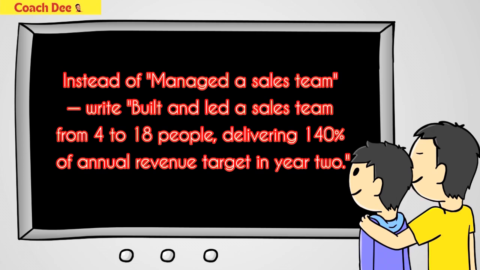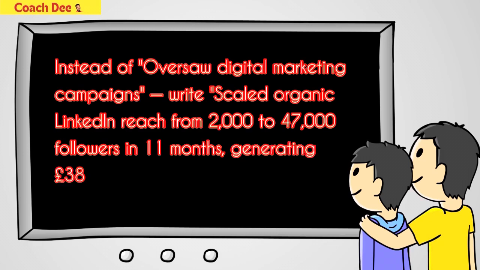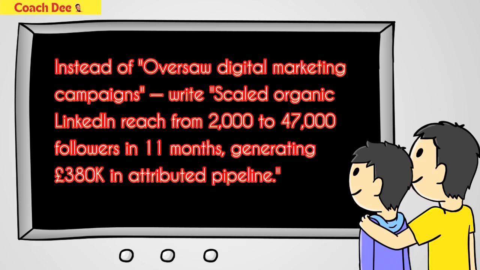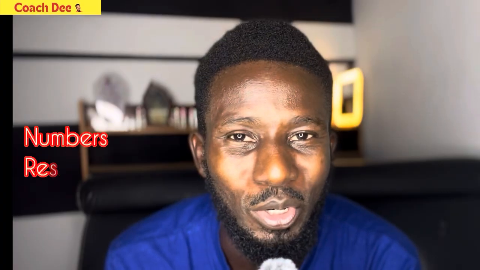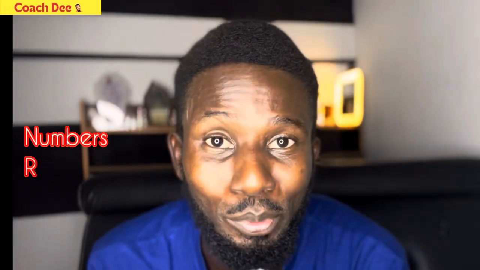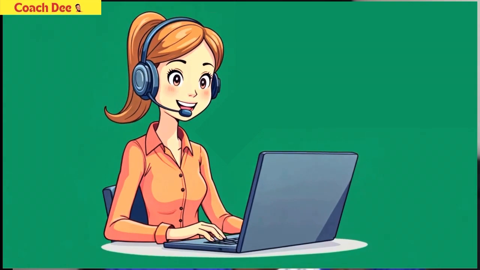Here is the shift. Write your experience around outcomes, not activities. The difference is simple but transformative. Instead of manage the sales team, write built and led a sales team from 4 to 18 people, delivering 140% of annual revenue target in 2 years. Instead of oversaw digital marketing campaigns, write scaled organic LinkedIn reach from 2,000 to 47,000 followers in 11 months, generating 380k pounds in attributed pipeline. Numbers, results, transformation. That is what makes someone put down their phone and pick it back up and call you.